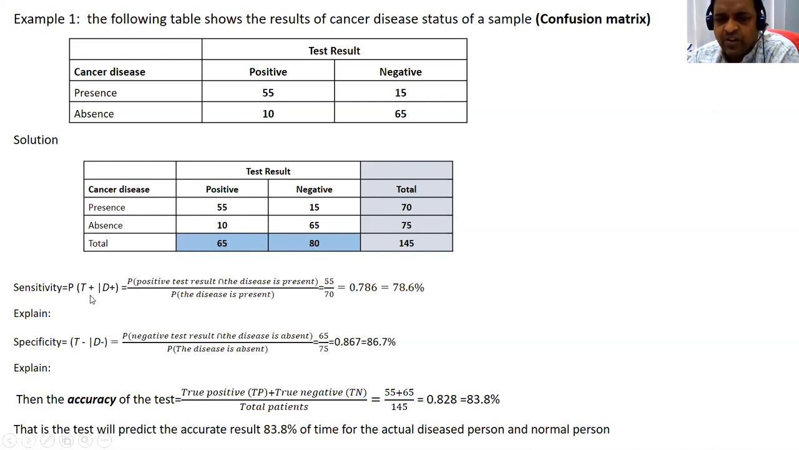So we know sensitivity is the conditional probability of a positive test result, given that the patient actually has the disease. We know how to get it from the contingency table or confusion matrix. The test is positive and the disease is present, that is true positive, 55, divided by the total number of patients who have the disease, 70. If you do it, you will get 0.786, that is 78.6%.